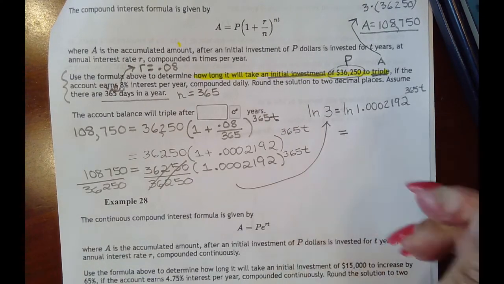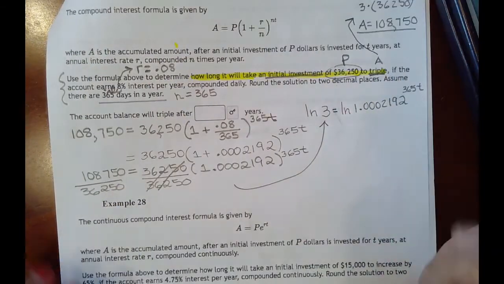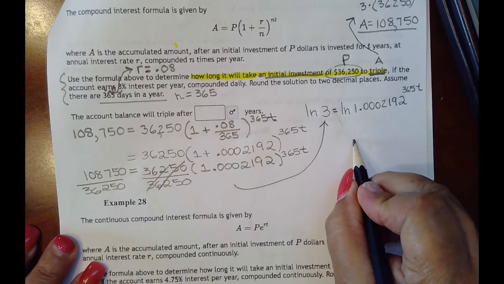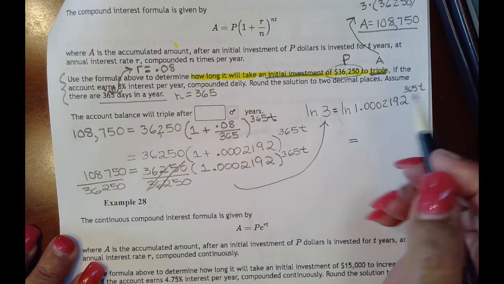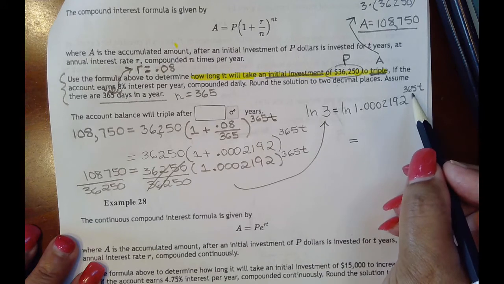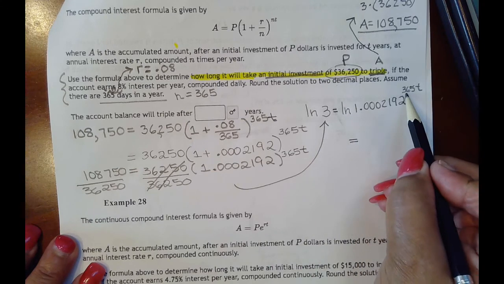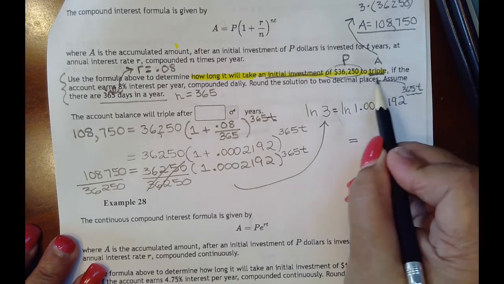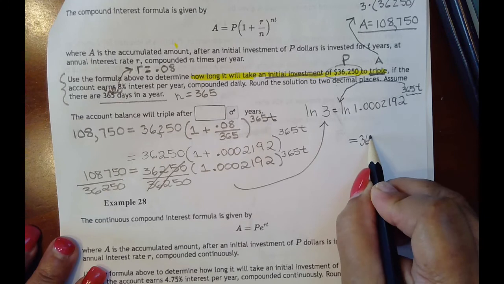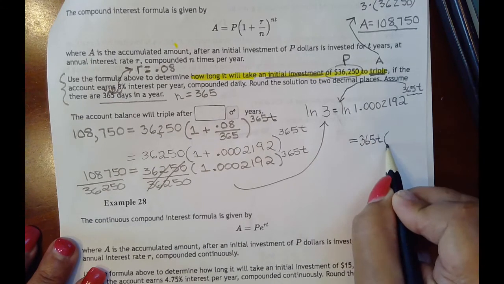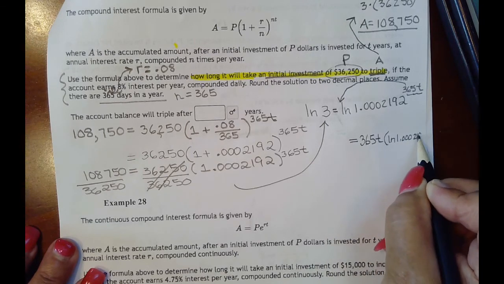Okay, so let's see. Now that I have this big arrow in the way, I'll have to move it over again. Okay, so let me just give myself some room here. So what we have here now is natural log of this base raised to the exponent. Can't use the inverse property where this matches the base because they don't. So we're going to use the power property. Power property comes right down, becoming the coefficient. So now it's 365t times the ln of 1.0002192.